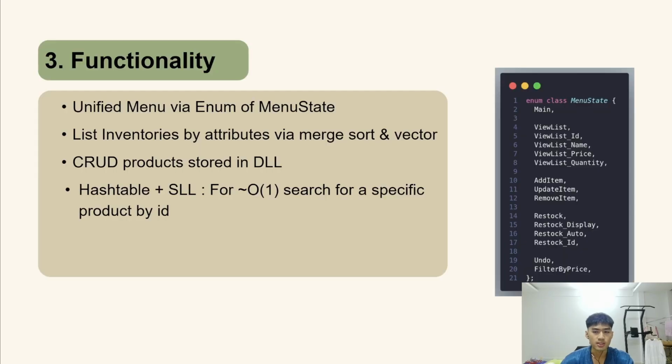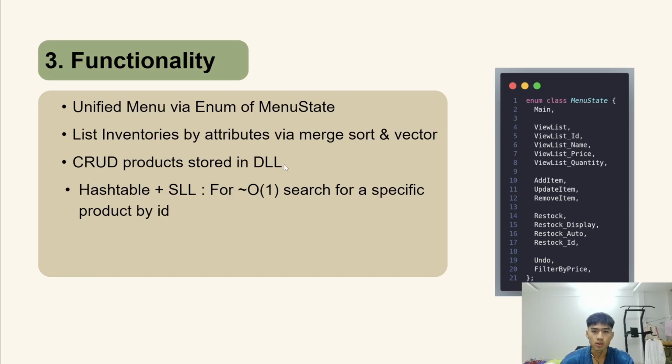So for its functionality, first we have a unified menu via an enum of menu states. We have a lot of menu states. Others will explain this. You can list inventory by attributes via merge sort. I will explain this shortly, and others will too.